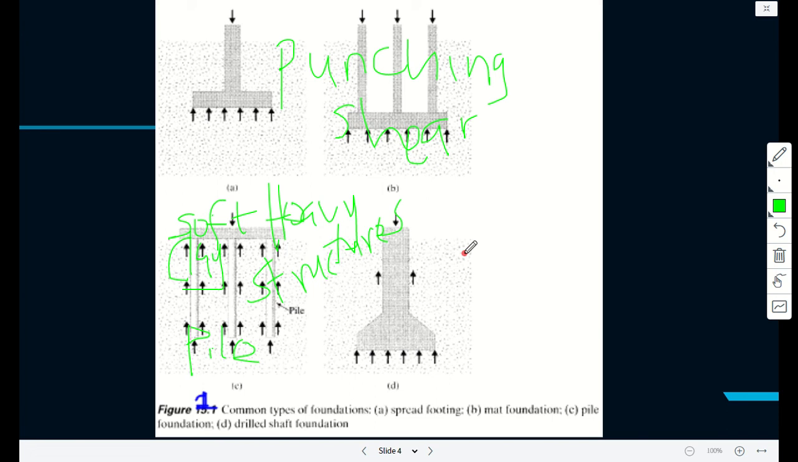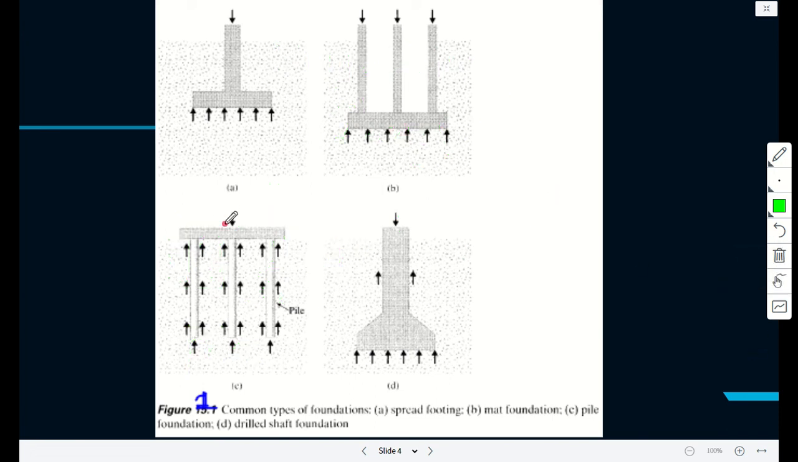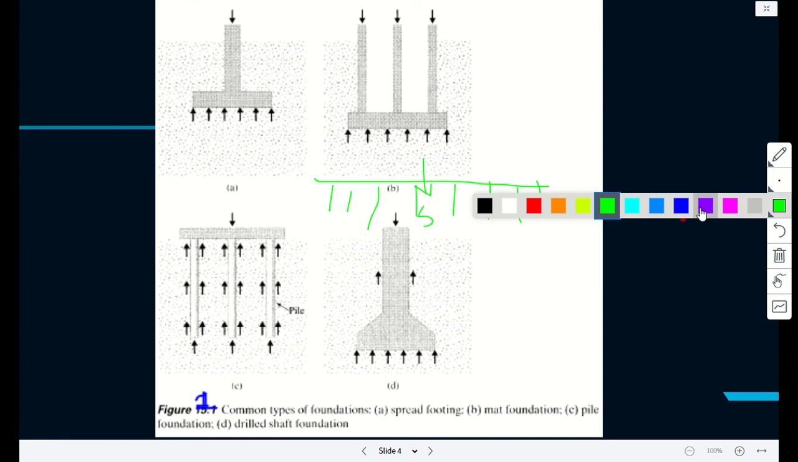So this is a problem for our foundation, because if you have weak soil here, probably a layer of soil that is very weak, probably like soft clay, then every time you put something on it, it punches through. Let me try to use a different pen.